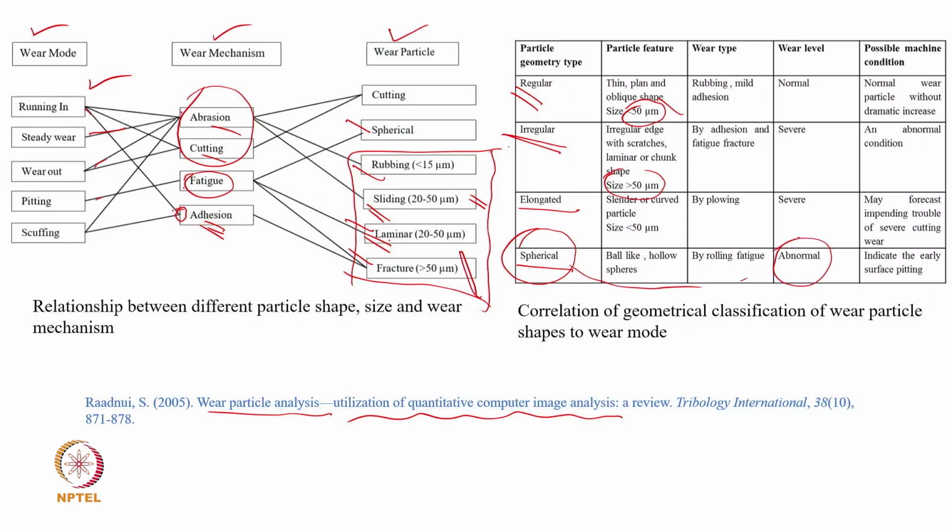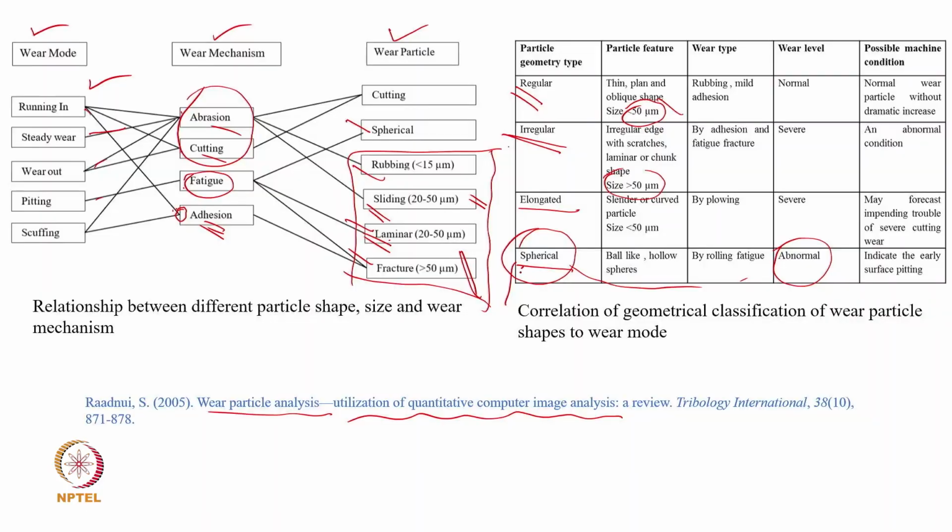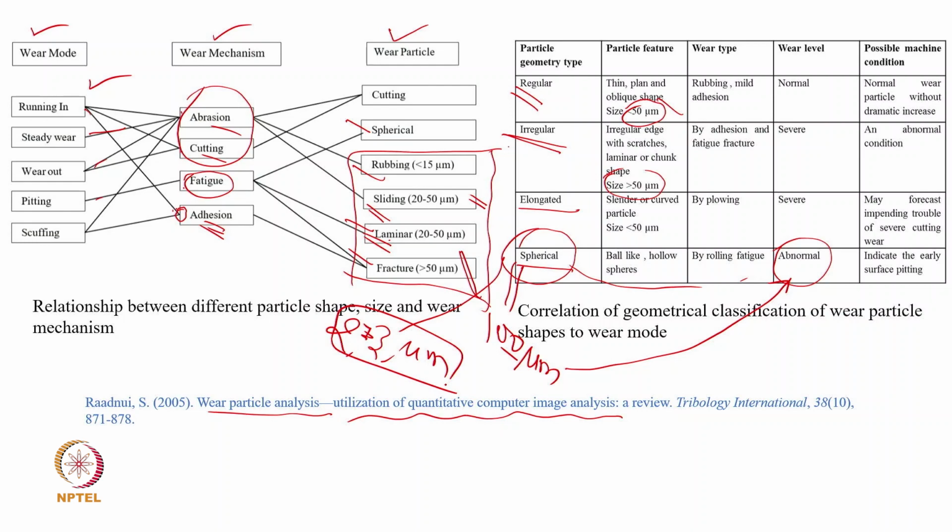So here the size and particle shape should come together. If a spherical particle size is coming at 100 micron, naturally it will be abnormal. If it is coming only 2 to 3 micron in size, it is a normal particle, it's not an abnormal situation.